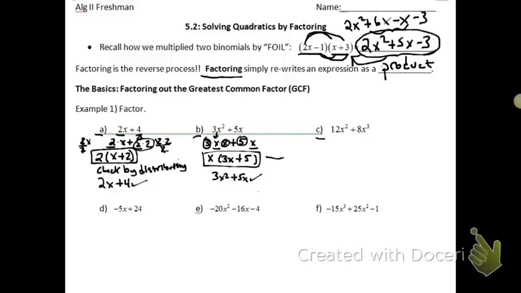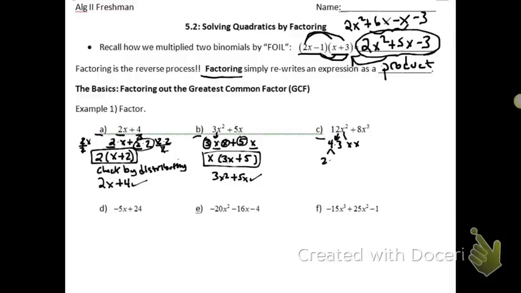Let's look at this next example: 12x squared plus 8x cubed. 12, I know I can break down into the product of 4 times 3, and then x squared is x times x.